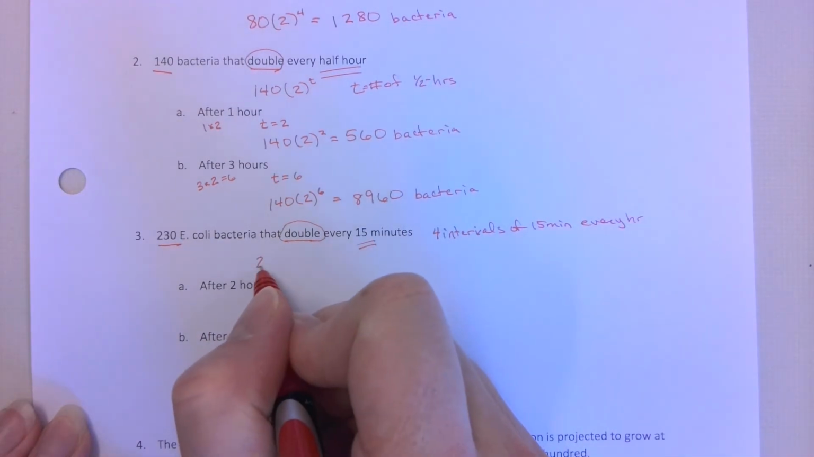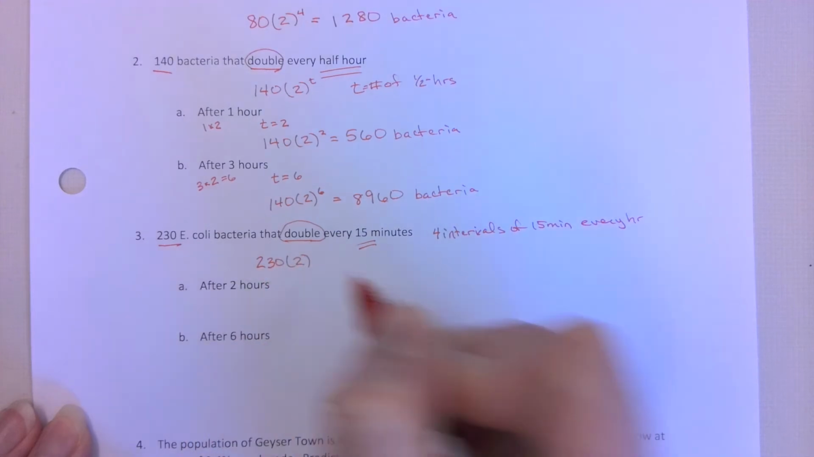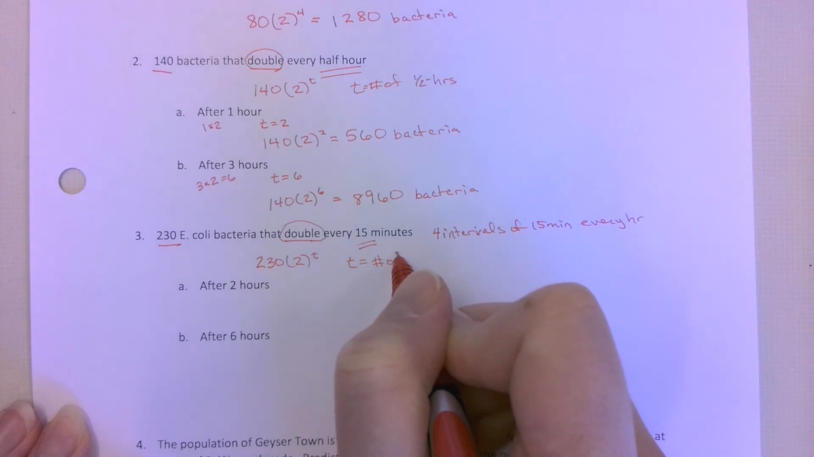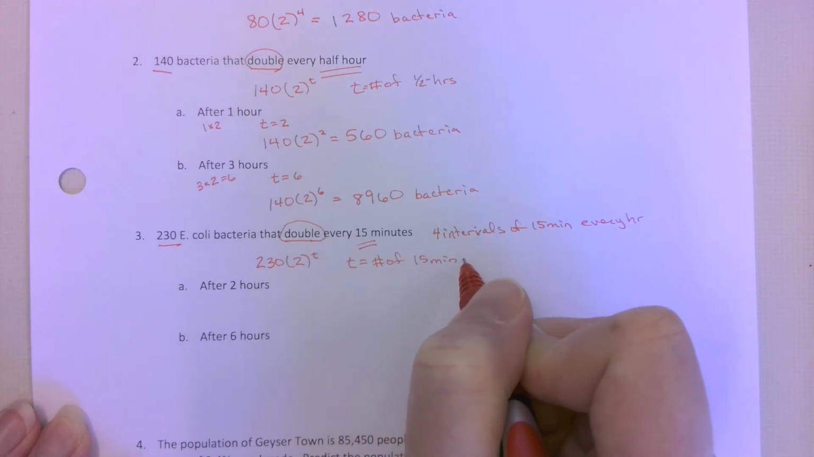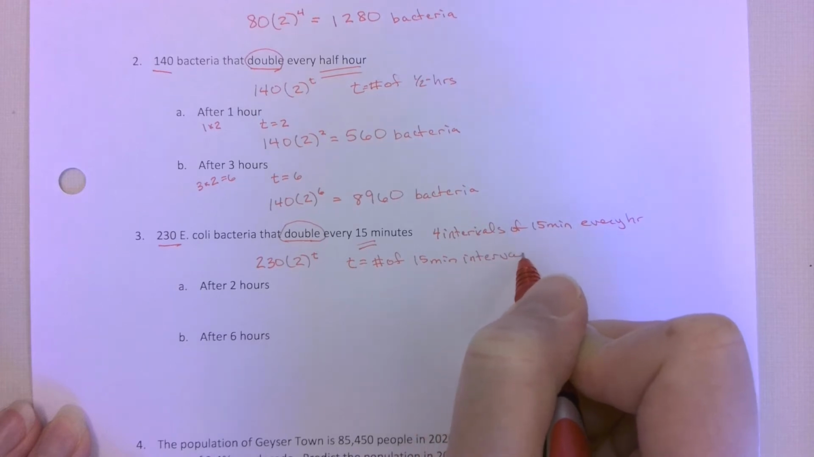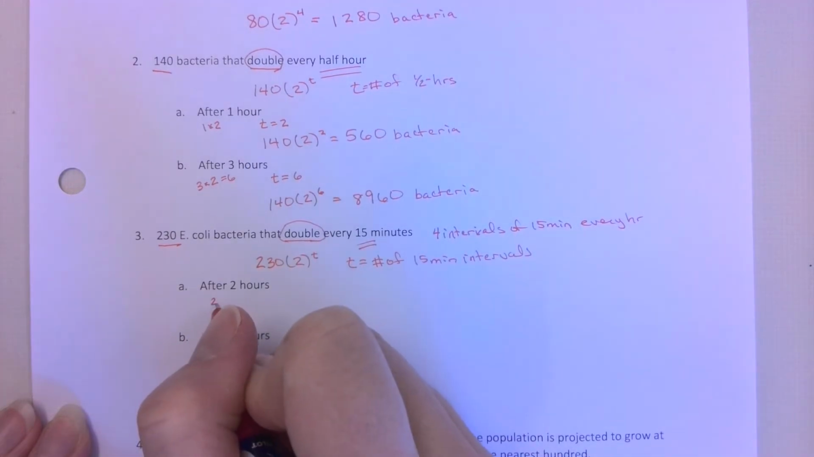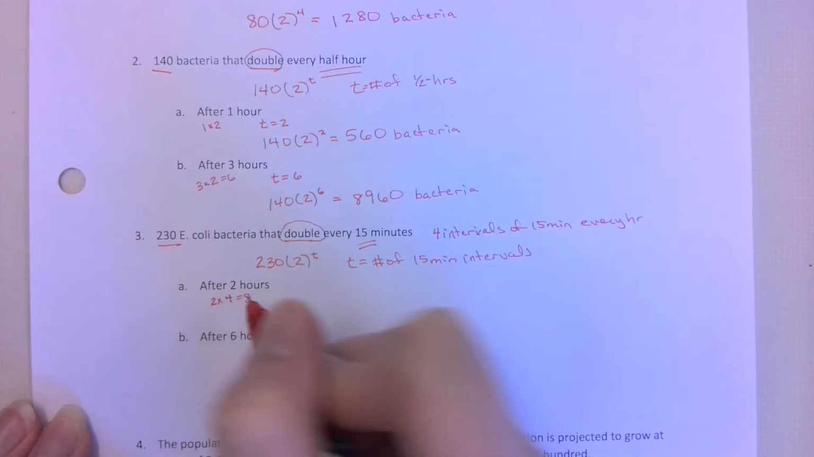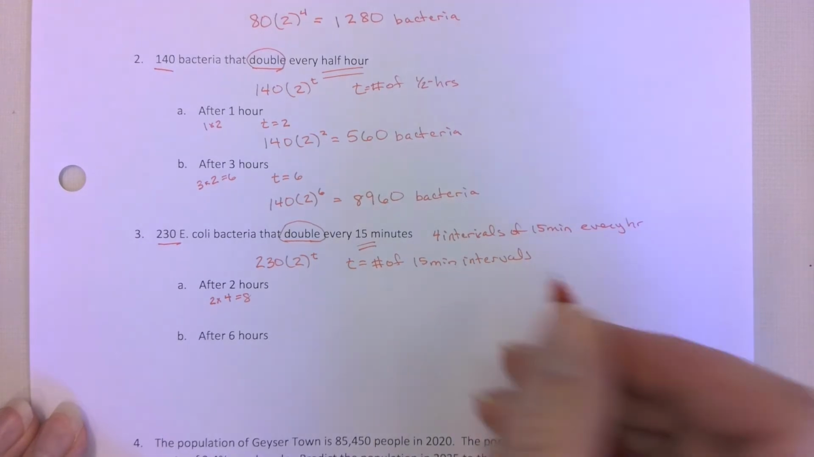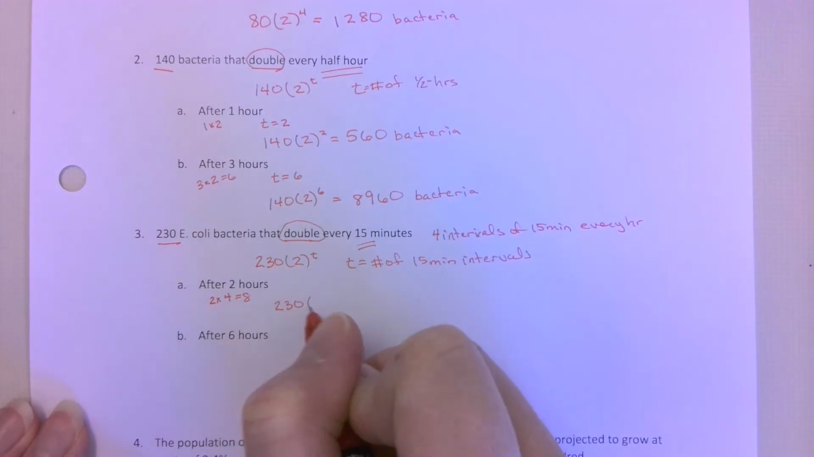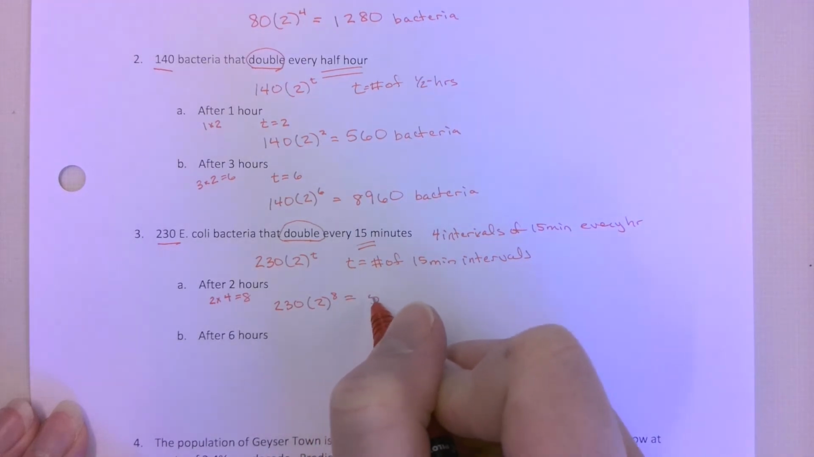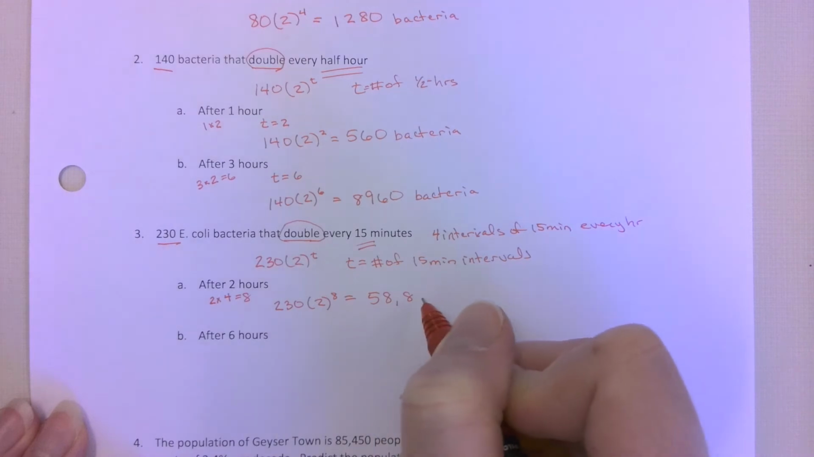So we're still going to start out with our 230. We're still doubling, so times 2 to the power of time. And time stands for number of 15-minute intervals. So in 2 hours, every hour has 4 intervals of 15 minutes, so that's really 8 times. It's doubling 8 times in 2 hours. So we have our 230 times 2 to the power of 8. And that gives us 58,880 E. coli bacteria.